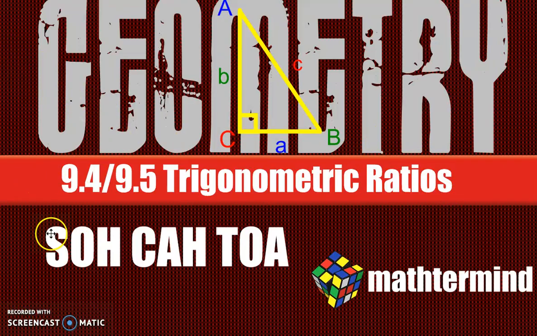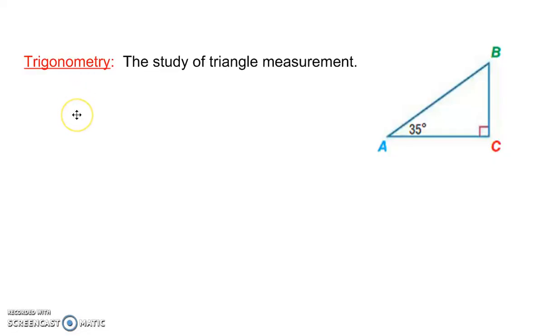We're in Chapter 9. We're grouping together sections 4 and 5, because otherwise I couldn't say sohcahtoa. I'd have to say toa and then sohcah, and that wouldn't be quite as much fun. Well, sohcahtoa hasn't always been this glam. Anyways, trigonometry is the study of triangle measurement. Trigonometry, yeah, that's where the triangle comes from.